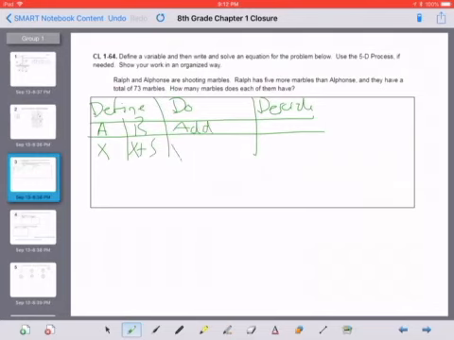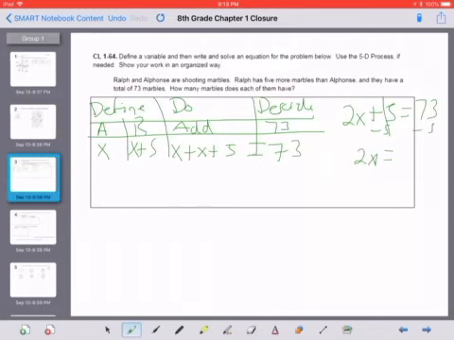My do, I know I'm getting a total, so I'm going to add in my do section. So I'm going to do X plus X plus 5. And I'm deciding if it ends up equaling 73. So my equation is going to equal 73. So when I go to solve that, I'm going to get 2x plus 5 equals 73. Subtract 5 from both sides. I get 2x equals 68. Divide by 2, x equals 34. So Alfonsi has 34 marbles, and Ralph has 34 plus 5, which is 39.